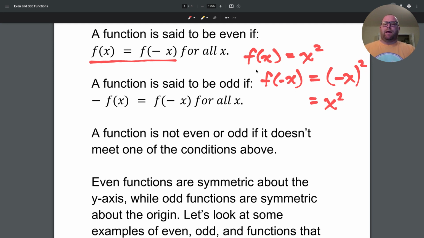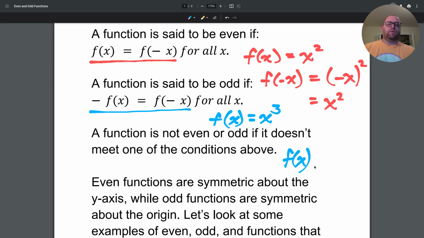So that's one. A function is said to be odd if negative 1 times f of x is equal to f of negative x for all x. One example of that is f of x equals x cubed. That is an odd function. And a function is not even or odd if it doesn't meet one of the conditions above. So for instance, f of x equals x squared plus x wouldn't meet either of those conditions, and that would be neither even nor odd.